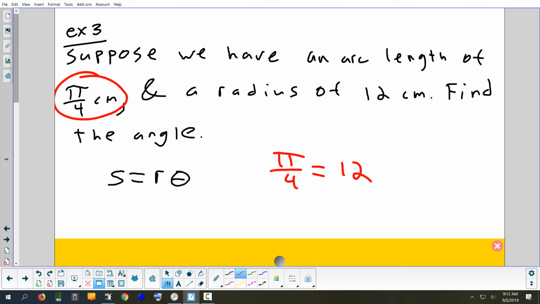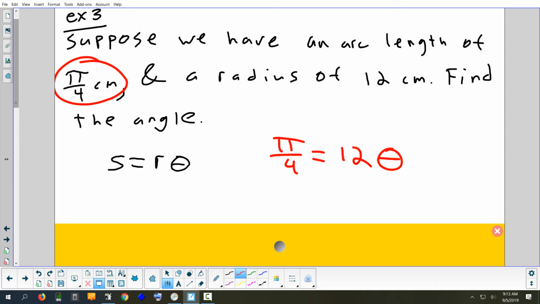Next thing I need is theta. Okay. Emily, up front, do I know theta? No. That's the direction. Find the angle. So we don't know theta. So now we just want to get theta by itself. How would I move the 12 times theta? How would I move the 12 to the other side? By 12. Yep.